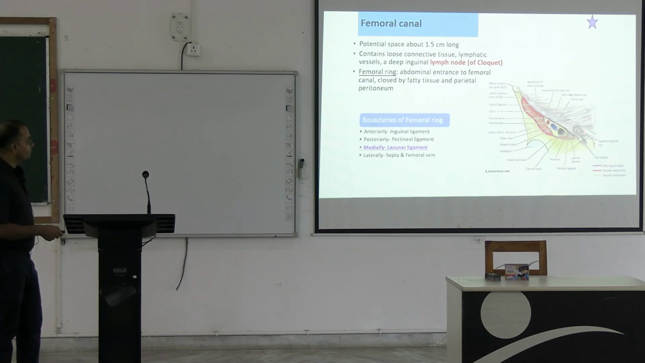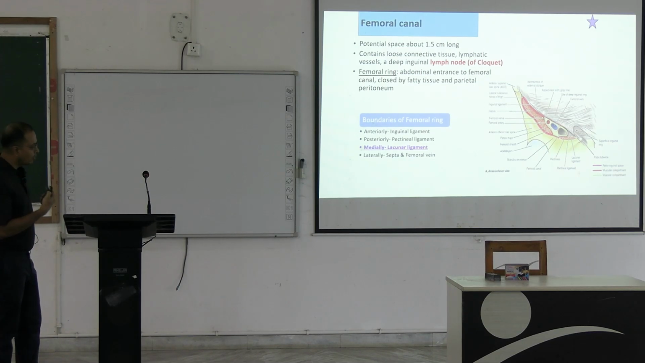the femoral ring. The femoral ring has boundaries: anteriorly the inguinal ligament, posteriorly the pectineal ligament, which is a fragment coming from the pectineus muscle, and medially the lacunar ligament, which is basically a continuation of the inguinal ligament. So three ligaments, inguinal, pectineal and lacunar, bound it, forming a ring-shaped supporting structure lying in this region.